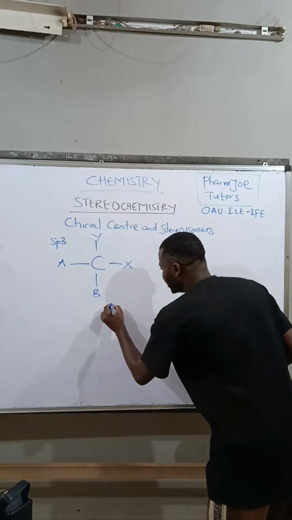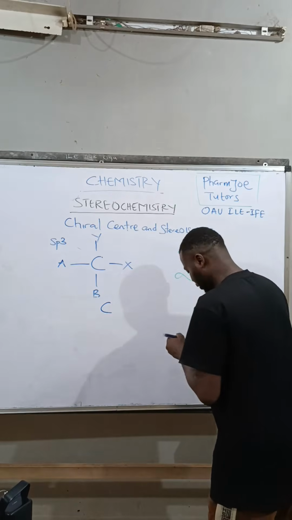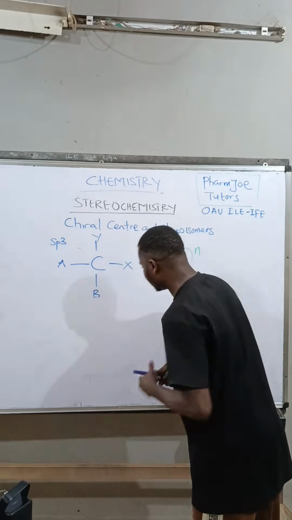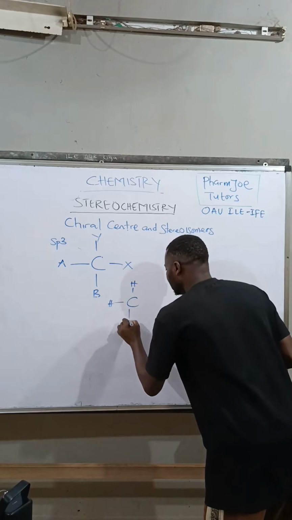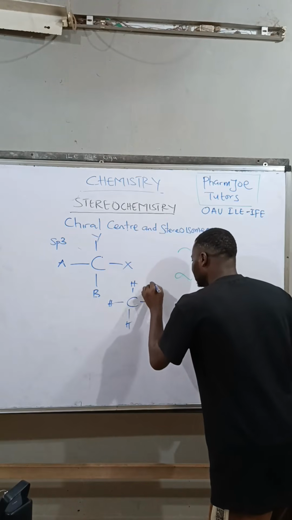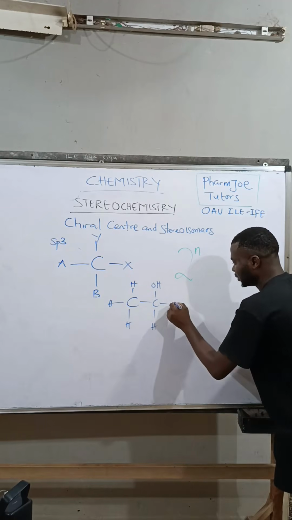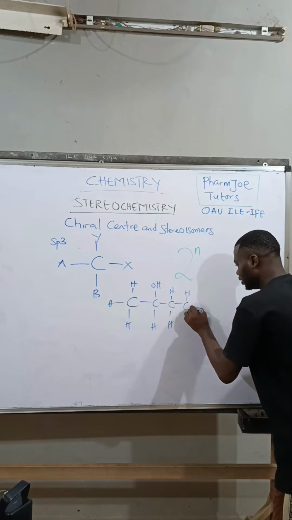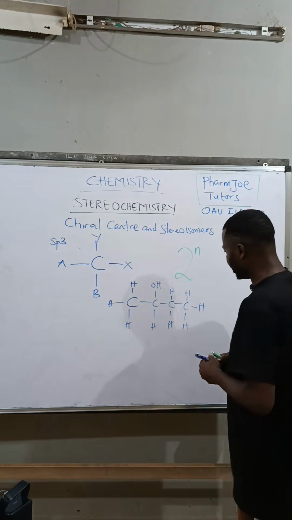Let's assume we have C. We have H, we have H. We have C, then we have OH. We have H. We have C, H, then we have H. Now, let's take a look at this compound.